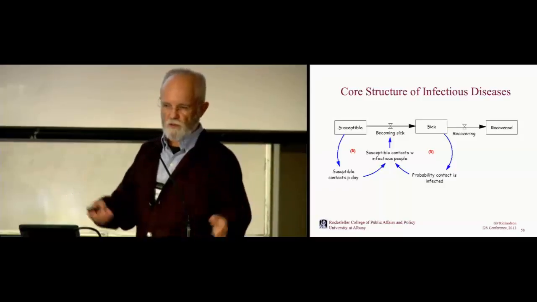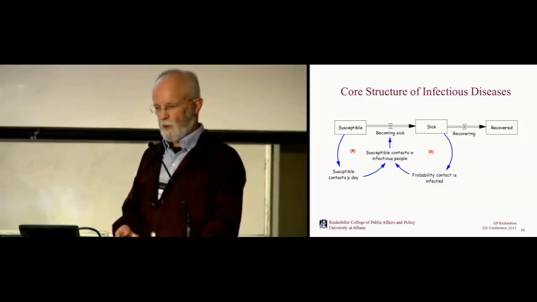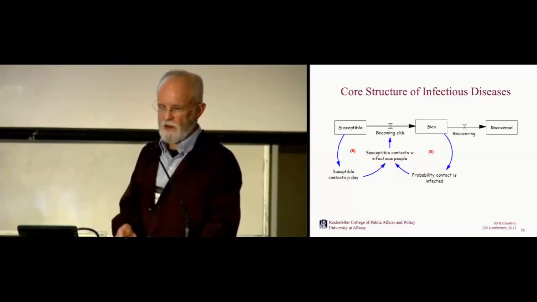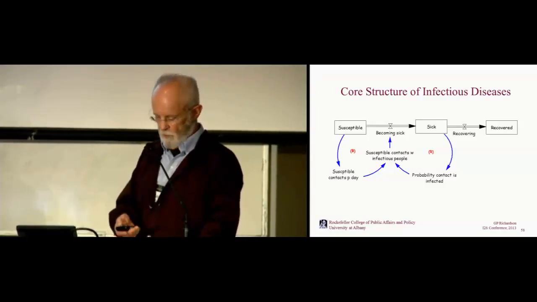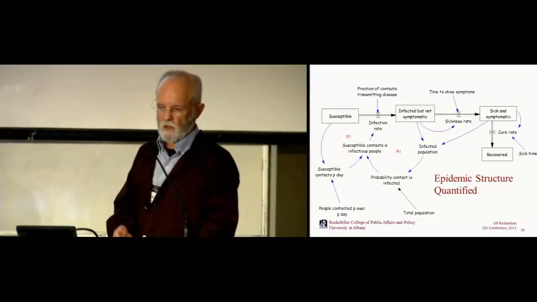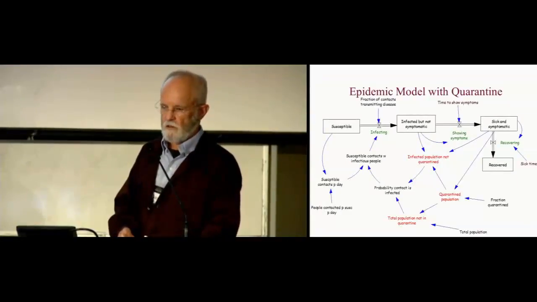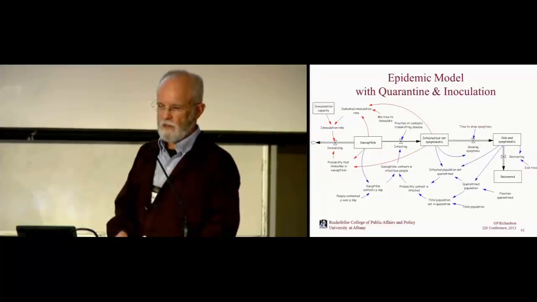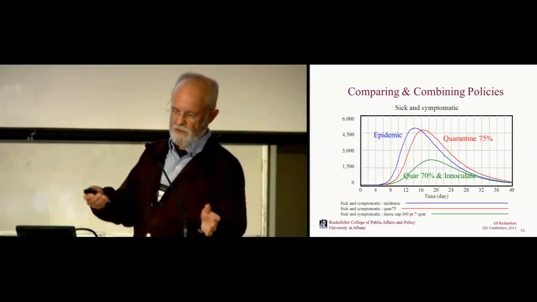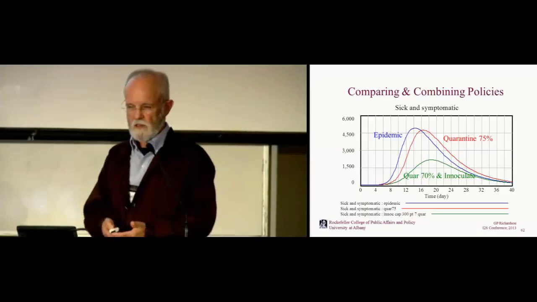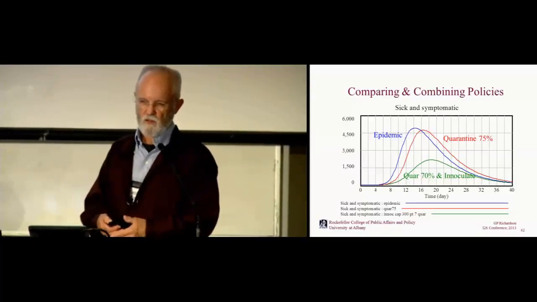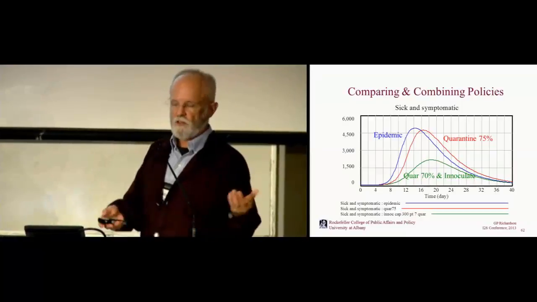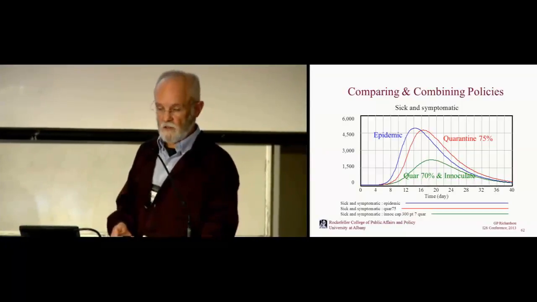The core structure of infectious diseases is susceptible people and sick people, and they generate a rising epidemic. You can quarantine people, you can immunize people, and you can look at the effects of those various policies. This particular simulation model happens to be about influenza, and there's a period where you're infectious but not showing symptoms, so quarantining doesn't do much good.